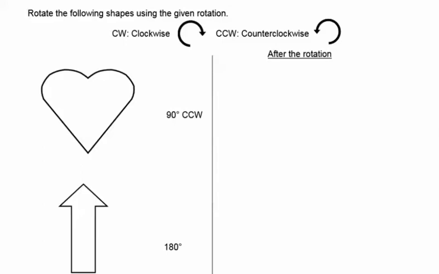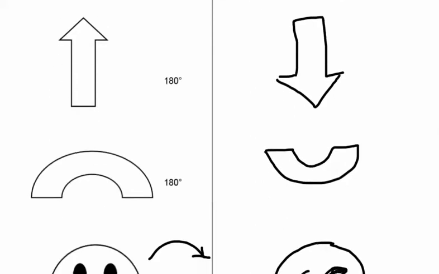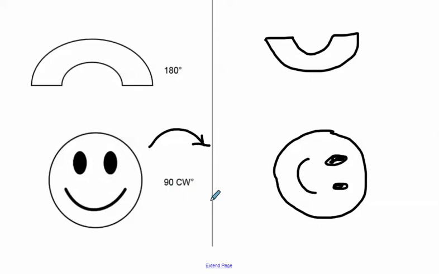Good luck. All right, if we look at the first one, counterclockwise is to the left. So this guy would have turned to the left and landed on his side. 180 degrees. Guys, with 180, we end up upside down. It doesn't matter if it's clockwise or counterclockwise. They both end up upside down for both of these, okay? And then last, 90 degrees clockwise is 90 degrees to the right. So we would end up on our side to the right.